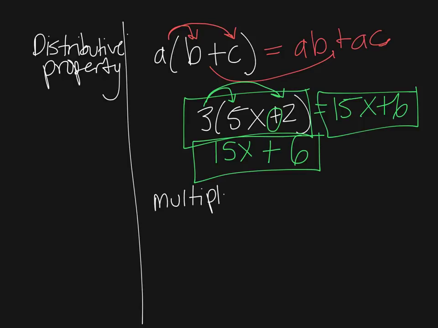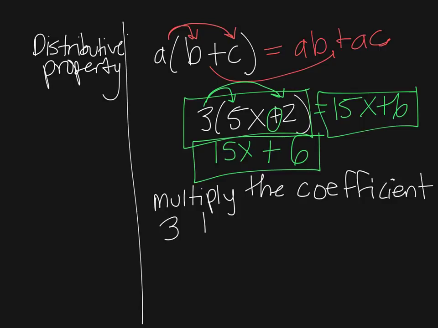Multiply coefficient (3) to each term inside the parentheses.